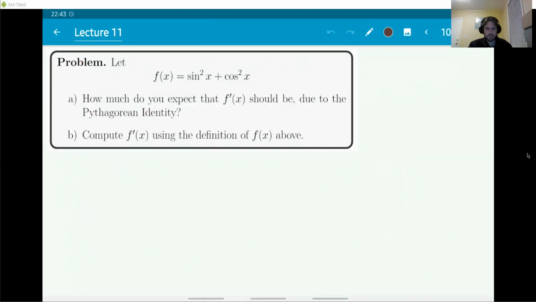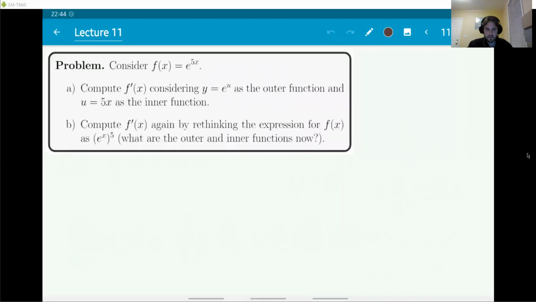I'm probably going to skip this one. It's really not that interesting. You should try it anyway. I'm giving you a function that's secretly the number 1, sine squared of x plus cosine squared of x. That's always 1. So item A is saying how much do you expect the derivative should be? The answer is 0, okay, because 1 prime is 0. But B is saying compute f prime using the definition. So take the derivative of this expression, sine squared plus cosine squared. See that you get 0, which is the answer that you expect. But I'm going to skip this calculation. This one will be more interesting for us.